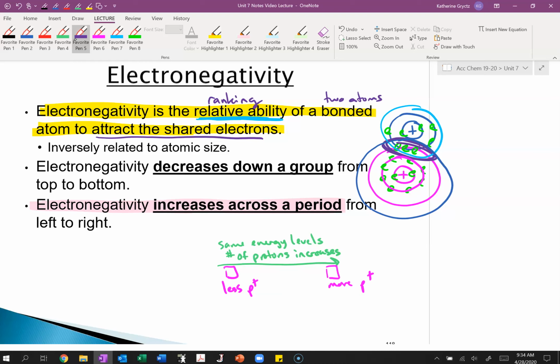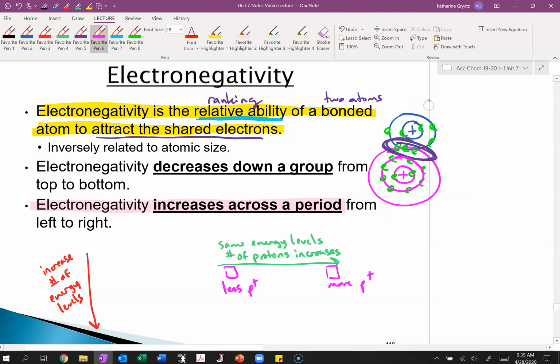As you go down a group, remember what happens again is that you increase the number of energy levels. And so the idea there is those protons that are attracting those shared electrons are further and further away. So the atoms that I drew in here are an example of this. If you look at the blue atom versus the pink atom here, the nucleus of the blue atom is much closer to those shared electrons than the nucleus of the pink atom.